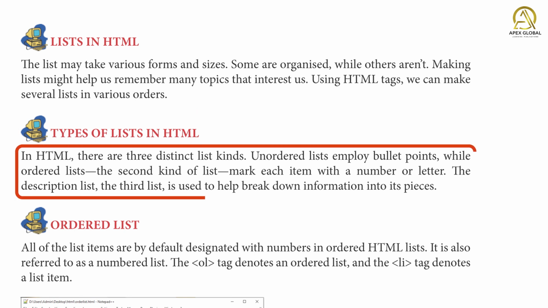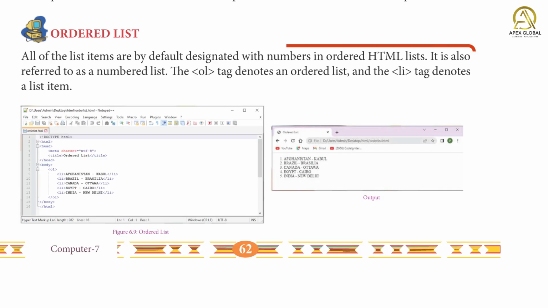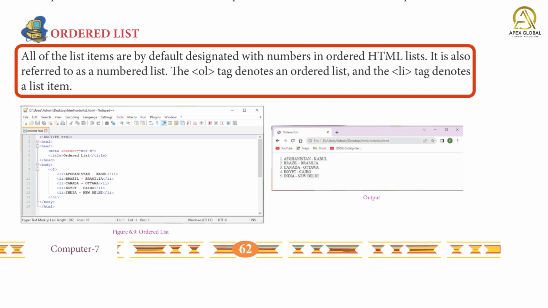In HTML, there are three distinct list kinds: the unordered list employs bullet points, while the ordered list, the second kind of list, marks each item with a number or letter. The description list, the third list, is used to help break down information into its pieces. Ordered list. All of the list items are by default designated with numbers in an ordered HTML list. It is also referred to as a numbered list. The OL tag denotes an ordered list and the LI tag denotes the list item.